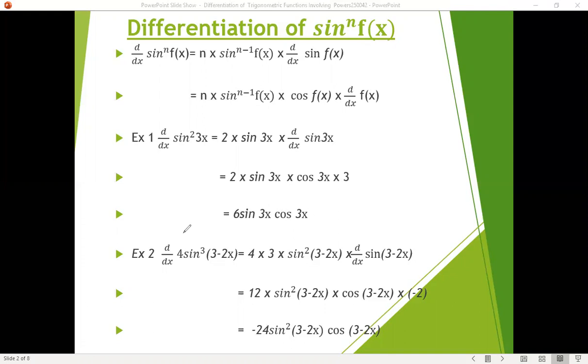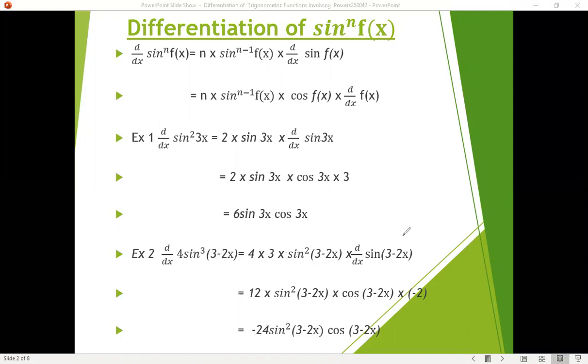Second example, derivative of 4 sine cubed of bracket 3 minus 2x. You need not worry about the constant in front. Simply take the constant, multiply by the power, subtract 1 from the power, and then multiply by the derivative of the sine function, that is, multiply by the derivative of sine 3 minus 2x.